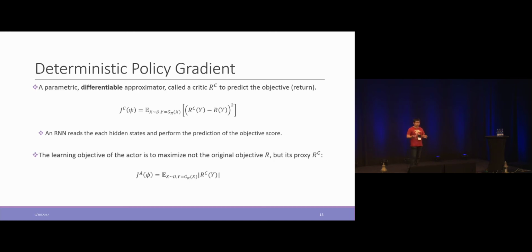Then our learning objective switches from maximizing the exact objective R to its approximation R_C. So we train our actor to maximize the output of the R_C.